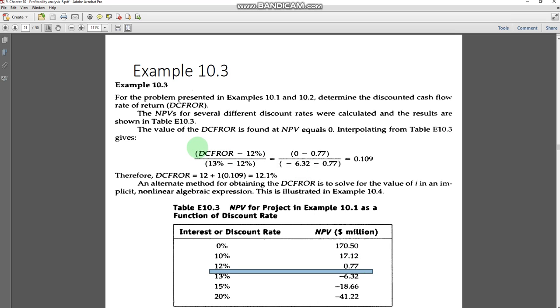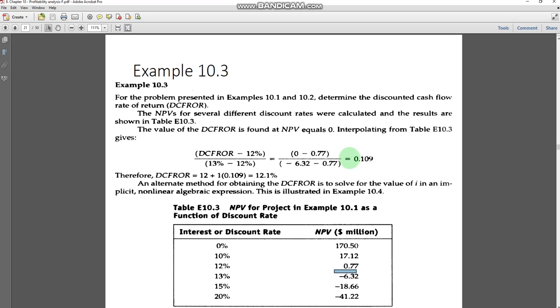Okay, now the discounted cash flow rate of return, why we are considering this value 0, because at this point the net present value of the project will be considered as 0. Okay, that's why we are putting this value 0 here. So when we solve this question, we will be getting the value for the discounted cash flow rate of return, that will be equal to 0.109.